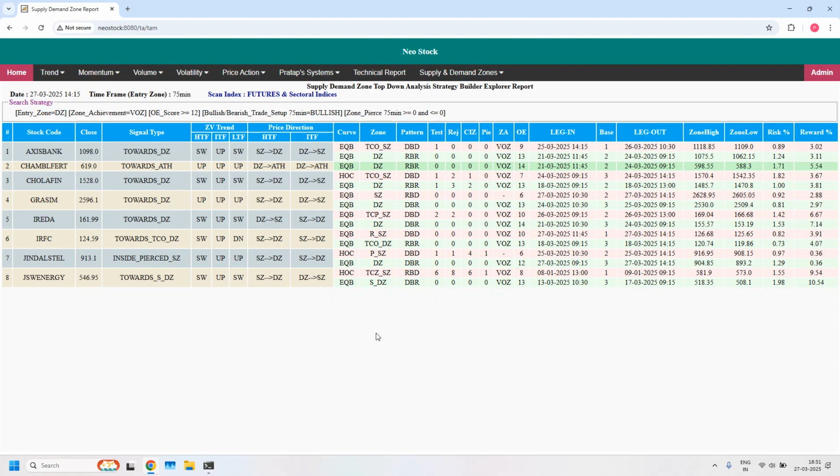Out of these 8, how many have an even higher probability of success? That we can identify based on the zone confluence. See, all these strategies you learned in lesson 27. Those who did not attend lesson 27, first attend that lesson. Then you will understand all these strategies in detail.